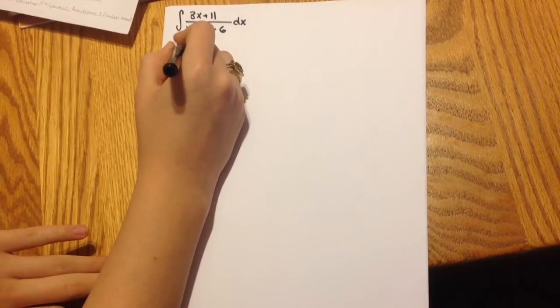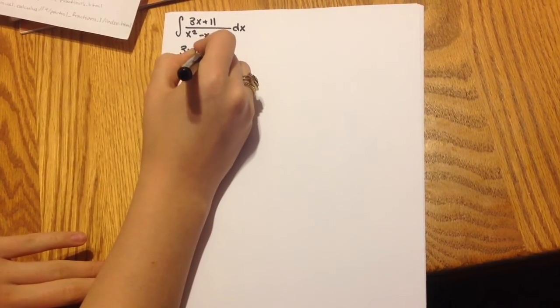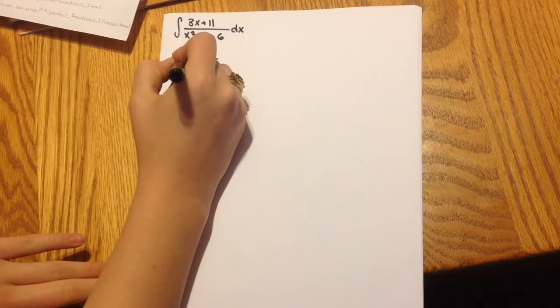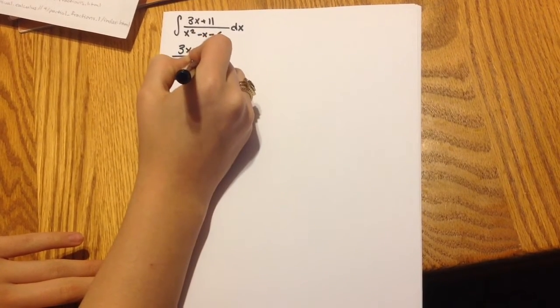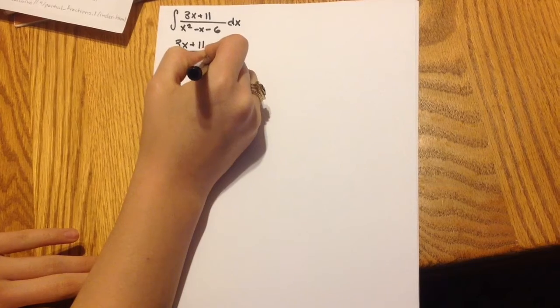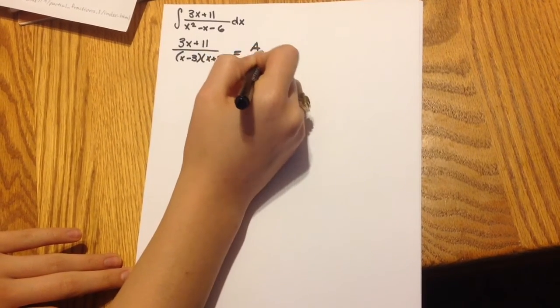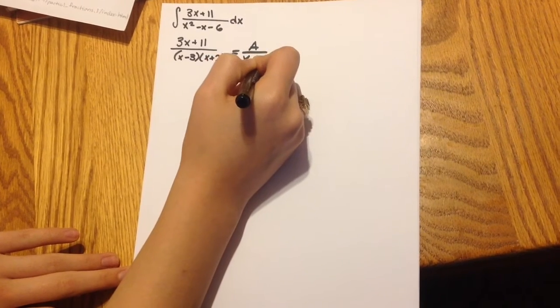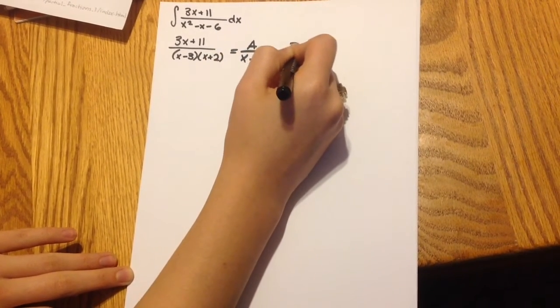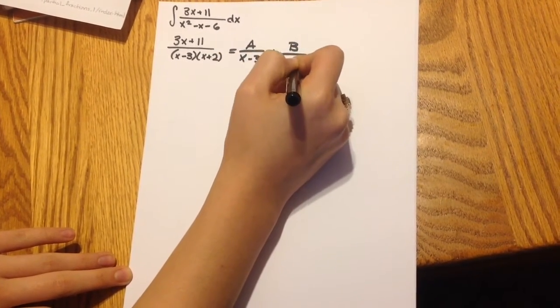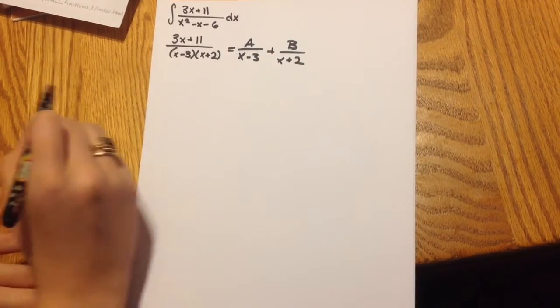The method of partial fractions is actually pretty simple. You can take the integral of 3x plus 11 over x squared minus x minus 6 dx. You then factor the denominator and make it equal to A over the first binomial plus B over the second binomial. Now our goal is to find A and B.